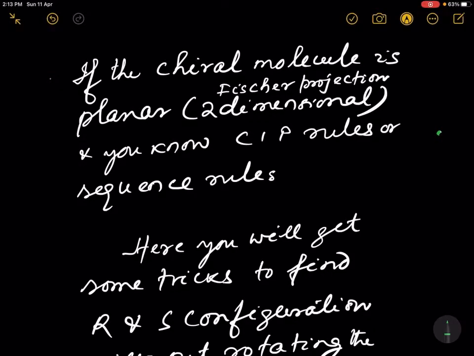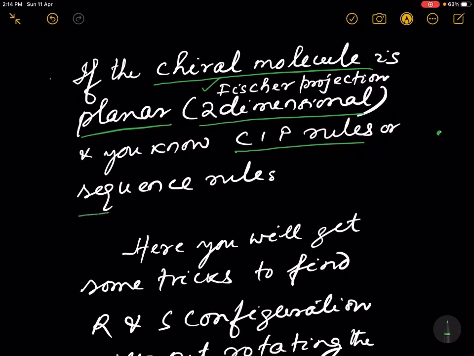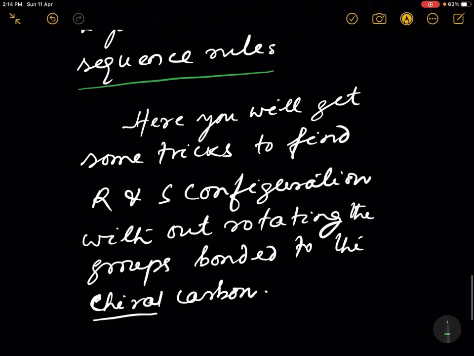In this video, I'll give some tricks to find the R and S configurations of chiral molecules. If the chiral molecule is planar, or you can say two-dimensional according to Fischer projection, and you know CIP rules or sequence rules, here you will get some tricks to find R and S configurations without rotating the groups bonded to the chiral carbon. Let us start without wasting much time.